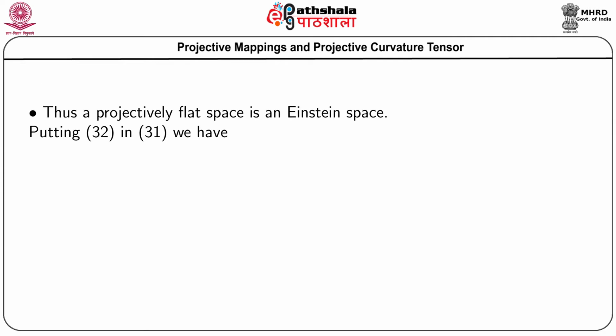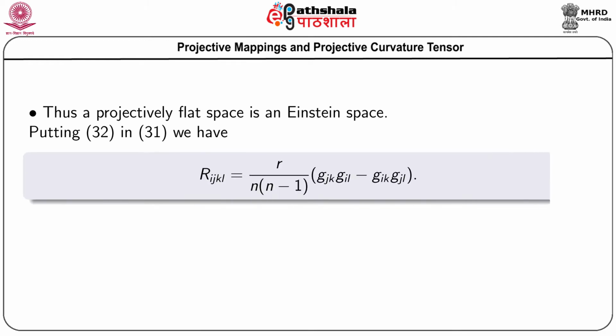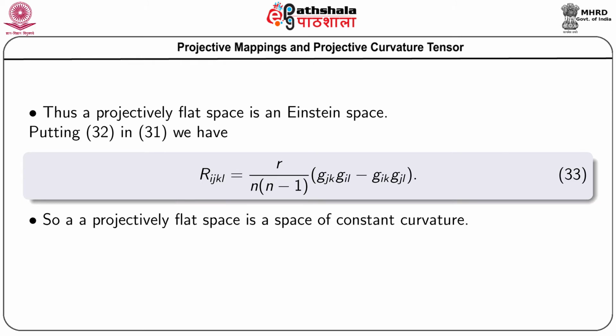Now, putting the value of 32 in 31, we have R_ijkl equals R by n(n-1) (g_jk g_il minus g_ik g_jl). So, a projectively flat space is also a space of constant curvature.